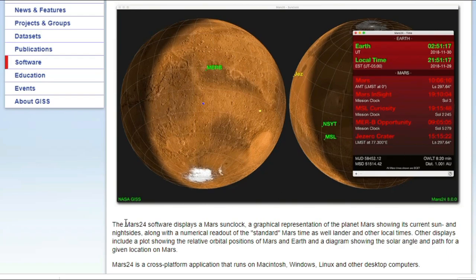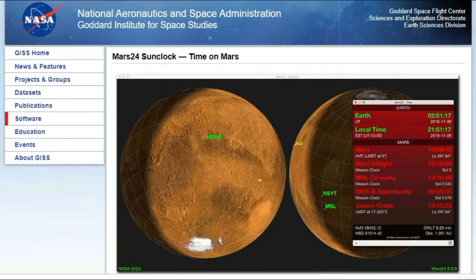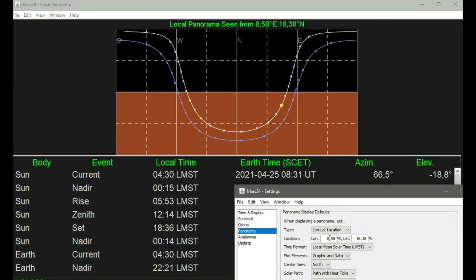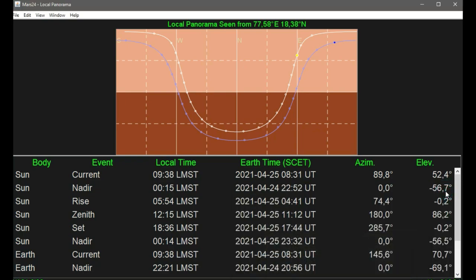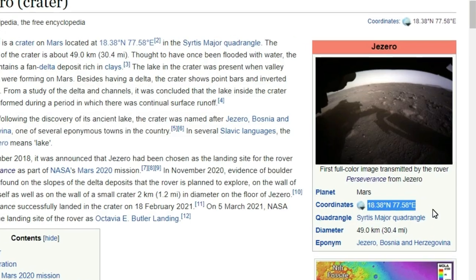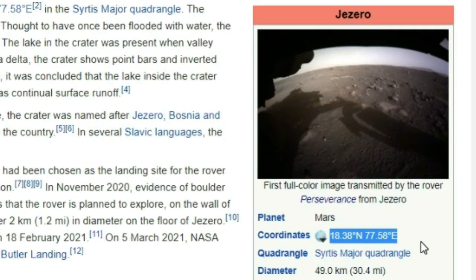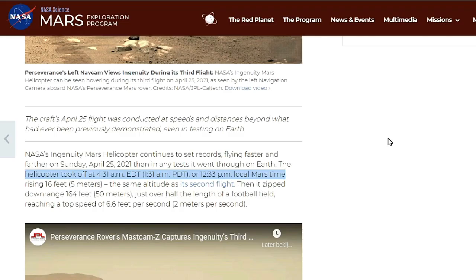The Mars24 software displays a Mars sun clock, a graphical representation of the planet Mars showing its current sun and night sides. That's exactly what we need. Mars24 sun clock. Let's fill in the proper latitude and longitude. 18th latitude north and the 77th longitude east. Let me check the time again on NASA's website.